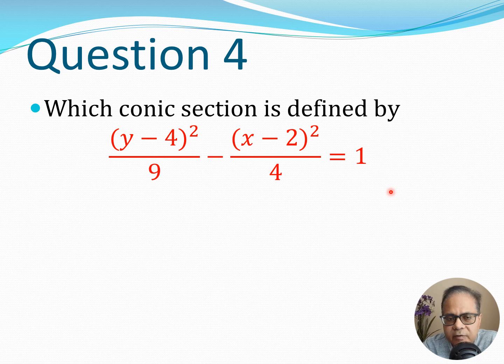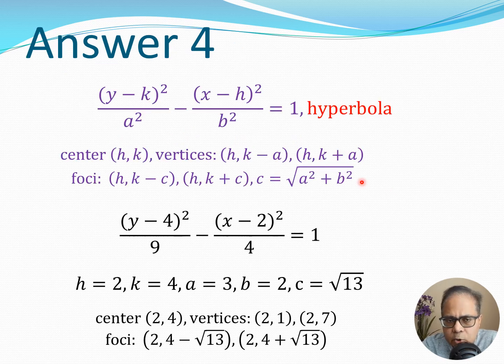Again, like I mentioned before, this is likely to be a hyperbola. So this is the general hyperbolic equation for this kind of equation, that is (y minus k) square by a square minus (x minus h) square by b square equal to 1. And again the center is (h, k), the vertices are (h, k minus a) and (h, k plus a), the foci are (h, k minus c) and (h, k plus c), and c is root a square plus b square.